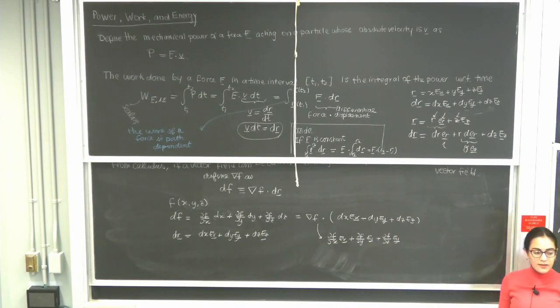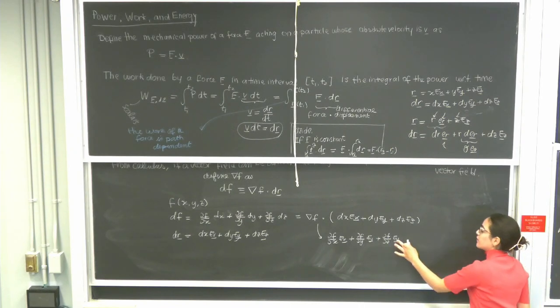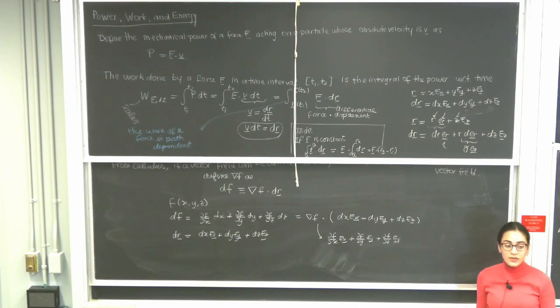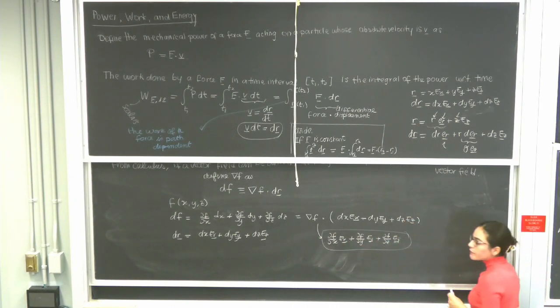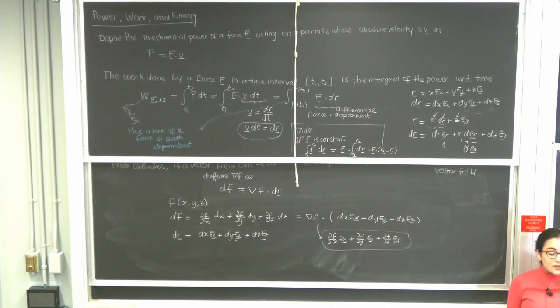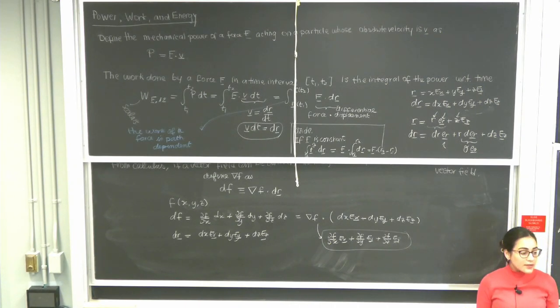Everyone double check this. Does that make sense? Yes, thank you. Does that work? If I take the dot product of these two, do I get df? Yeah. So that's the definition of the gradient of a function in Cartesians, and you can use the same method to find the gradient of a function in any coordinate system. You can try polars.